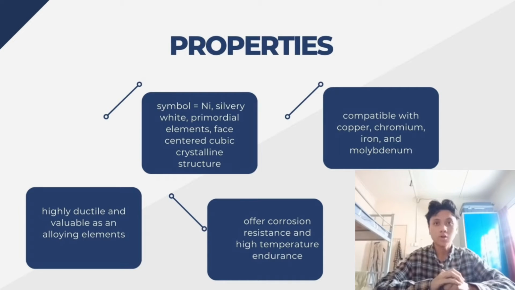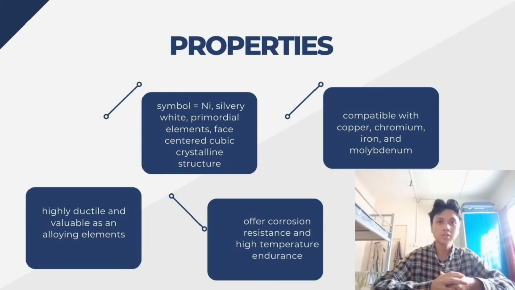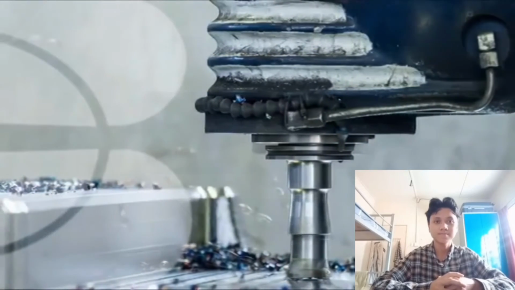Nickel will alloy easily with most metals such as copper, chromium, iron, and molybdenum. The addition of nickel to other metals alters the properties of the resulting alloy and can be used to produce desired characteristics such as improved corrosion or oxidation resistance, increased high temperature performance, or lower coefficient of thermal expansion.